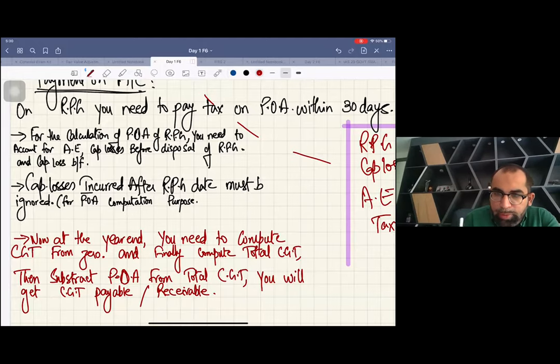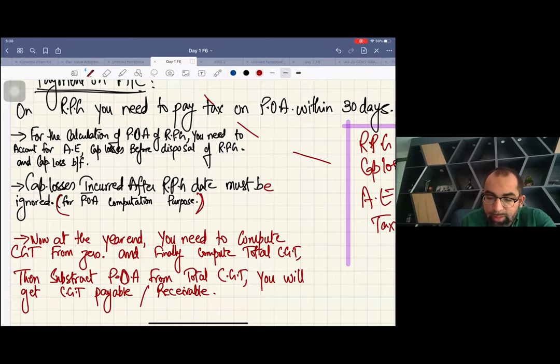For the calculation of POA on the RPG, you need to account for the annual exemption, capital losses before disposal of the RPG, and capital losses brought forward. See the notes. Capital losses incurred after the RPG date must be ignored for POA calculation purposes. I've written all this in the notes.